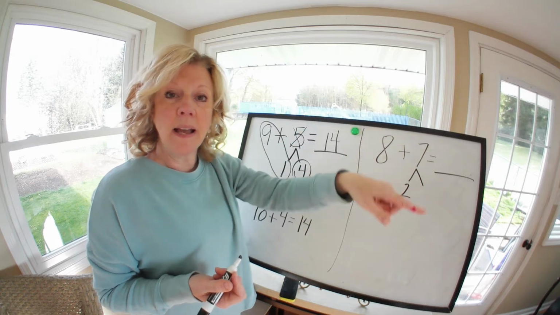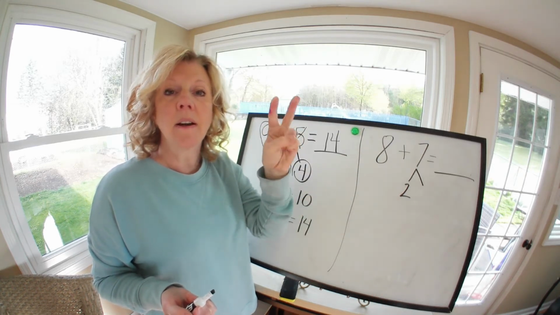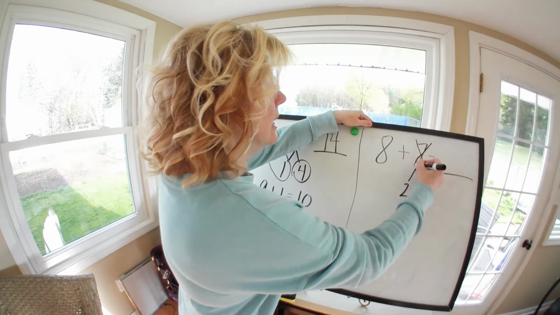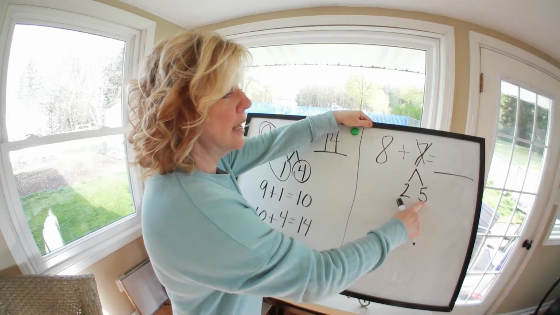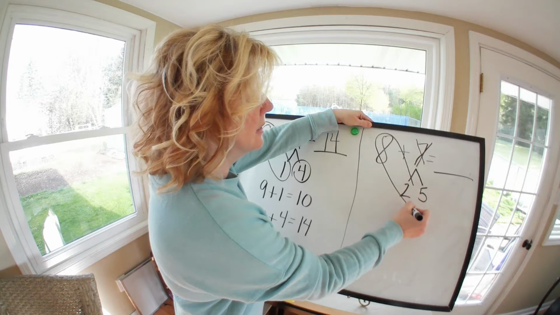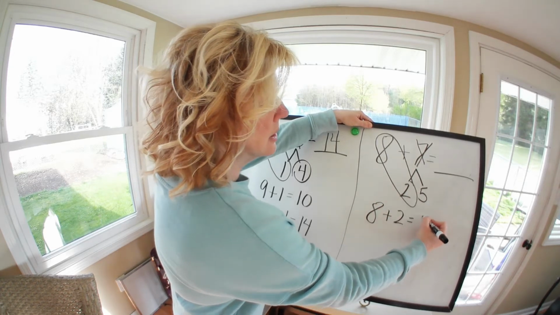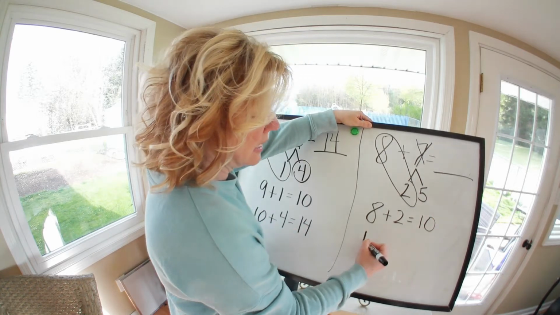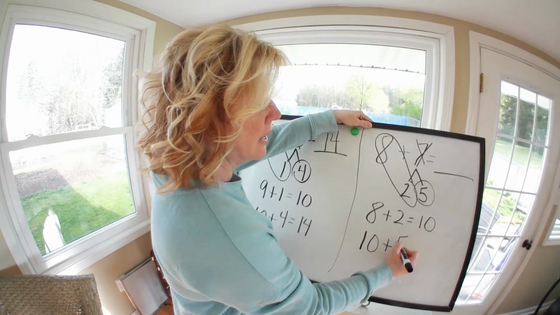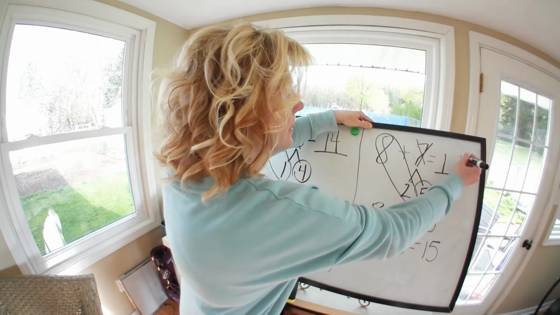Well, I could take that 7 and count backwards 2. So I can go 7, 6, 5. The number I landed on is 5. So I don't have a 7 anymore. I have a 2 and I have a 5. So what I'm going to do is circle my friend of 10 and say 8 plus 2 equals 10. But I'm not done there. I have to now take that 10 and add it to the number I didn't use, which is this 5. And 10 plus 5 equals 15.